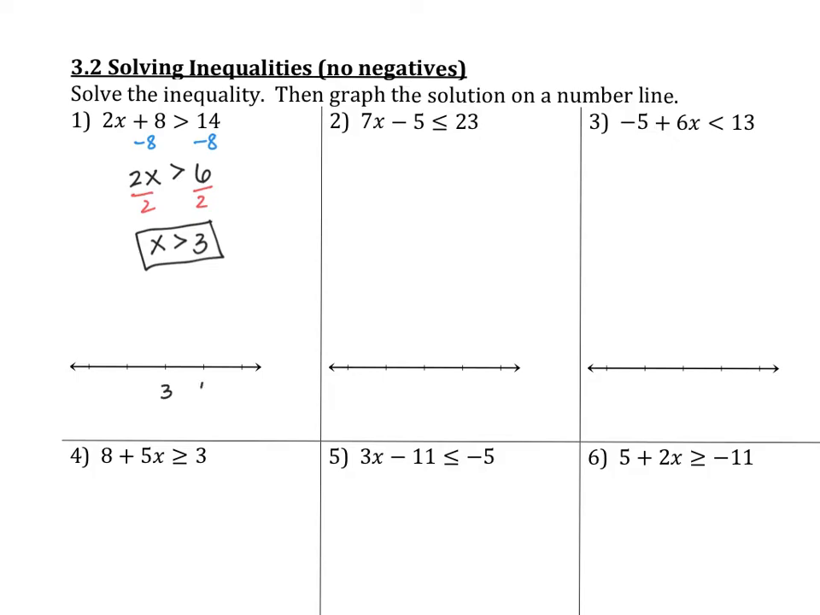Okay, higher than 3 is 4. Lower than 3 is 2. Okay, let's see. Is that open or closed? Because it doesn't have an equal sign, it's an open circle. Because I want to shade the values greater than 3, I want to shade towards the 4 because the 4 is greater than 3. Okay, and then that's a good number line. Color the arrow to show that all the values to the right are higher than 3.